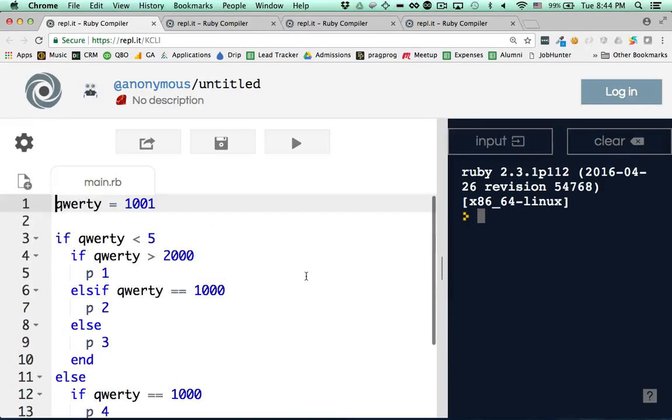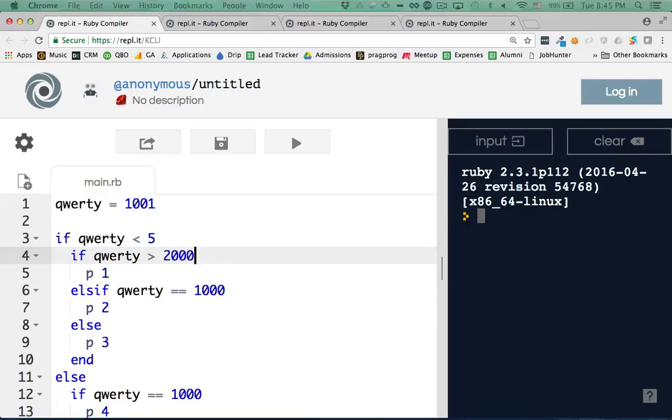There's a lot going on here, but what I'd like to introduce is something called nested if statements, which is a fancy way of saying that you can have an if statement within another if statement. Forget why you want to do that at this point. Let's just see what happens when you do that. Let's see if you can predict what happens. So we have a variable QWERTY, which is a nickname for the number 1001.